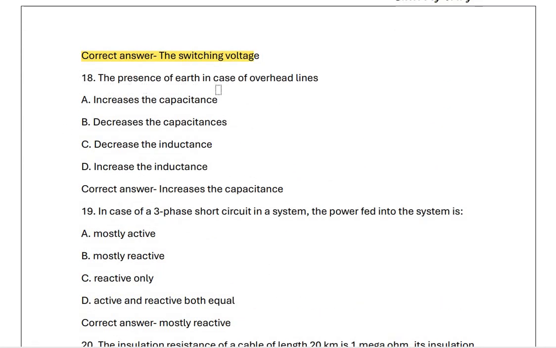18. The presence of earth in case of overhead lines A. Increases the capacitance, B. Decreases the capacitance, C. Decreases the inductance, D. Increases the inductance. Correct answer: increases the capacitance.